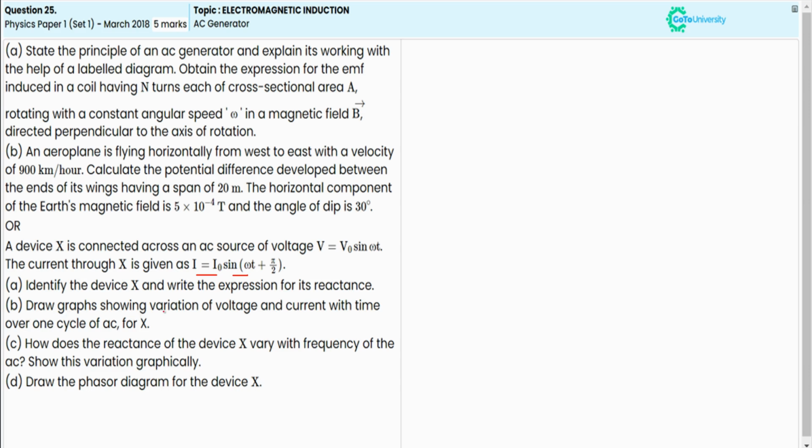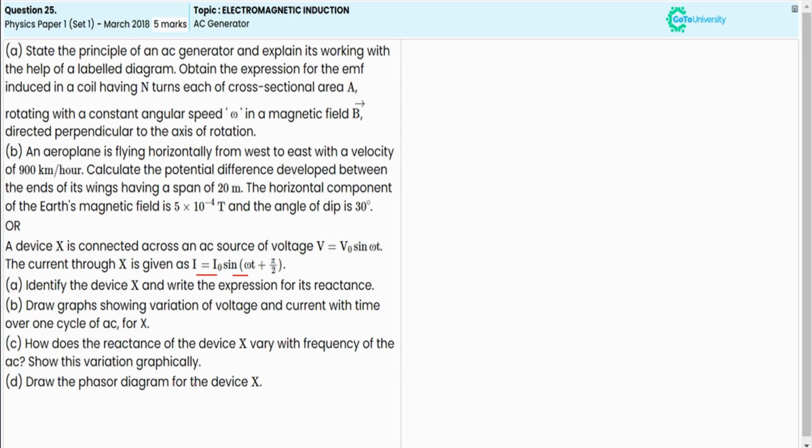Draw graphs showing variations of voltage and current with time over one cycle of AC for X. How does the reactance of the device X vary with frequency of the AC? Show this variation graphically. Draw the phasor diagram for the device X.